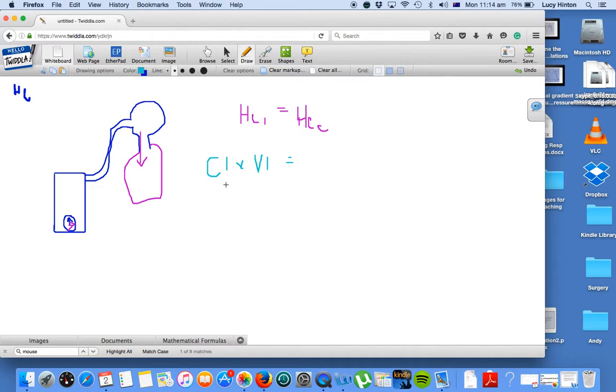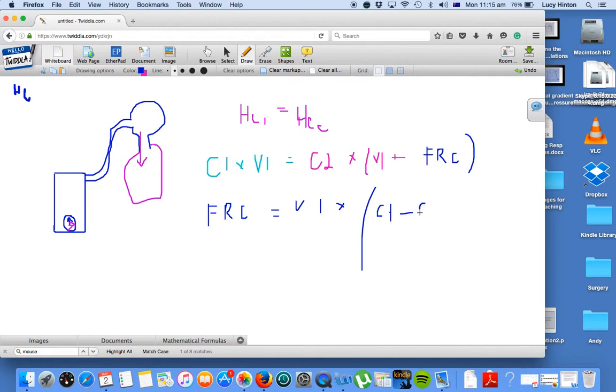And as we mentioned above, this is going to be equal to the new concentration of helium, which can be measured by the dial, times the known initial volume plus the functional residual capacity. So we can rearrange this to work out the functional residual capacity, which will be equal to the initial volume times the initial concentration minus the second concentration, divided by the second concentration.